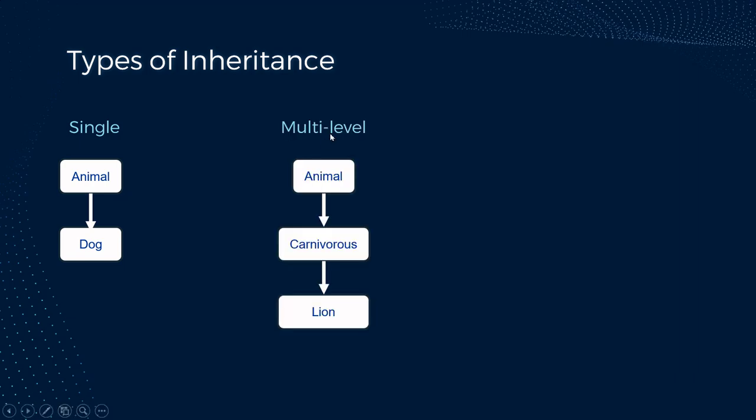And we have another one, that is the multi-level inheritance, where multiple classes are involved. Basically one class inherits from another one. So here you can see one example. Animal is the top level base class, and here we have the Carnivorous animal and it is inheriting from Animal, and finally we have the Lion and it is inheriting from Carnivorous. So this is called multi-level inheritance, and in C# we can have so many levels.